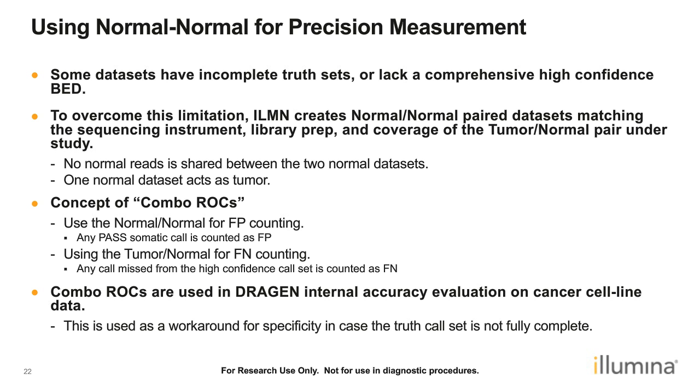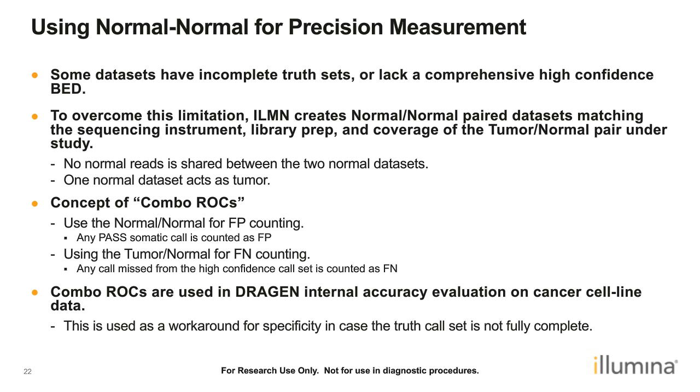And what that leads us to is it creates this concept of a combo ROC plot, where we are using the normal analysis for FP counting. So any pass that we see as a somatic call in a normal analysis is counted as a false positive. And then when we go to the tumor normal, any call that we miss in that analysis counts as a false negative, right? So just because the truth set is still being curated or it's incomplete, or there is just a lack of high confidence bed, we come up with this kind of a combo ROC to assess how we are doing in terms of the accuracy.